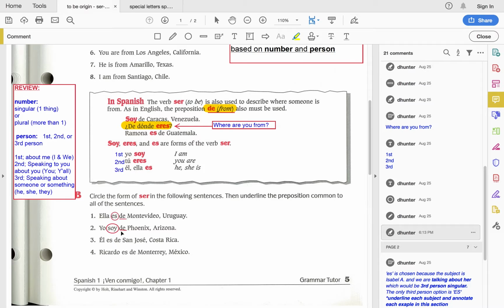Yo soy de Phoenix, Arizona. If we look here, we see yo and soy match up, and then we underline de. Go forward looking for the forms of ser out of these three, and also the preposition de in each example.